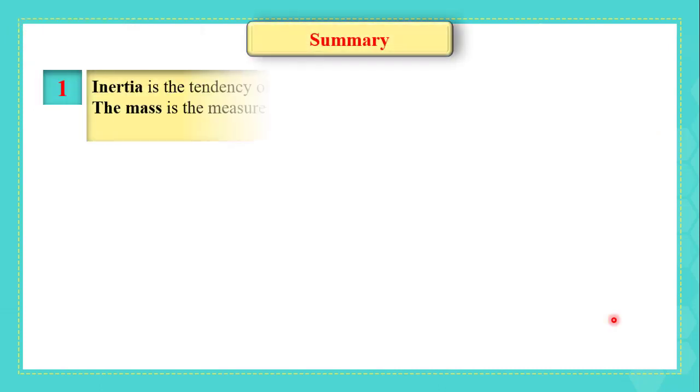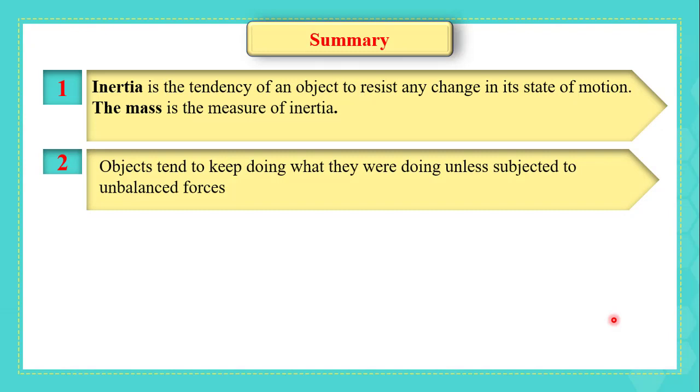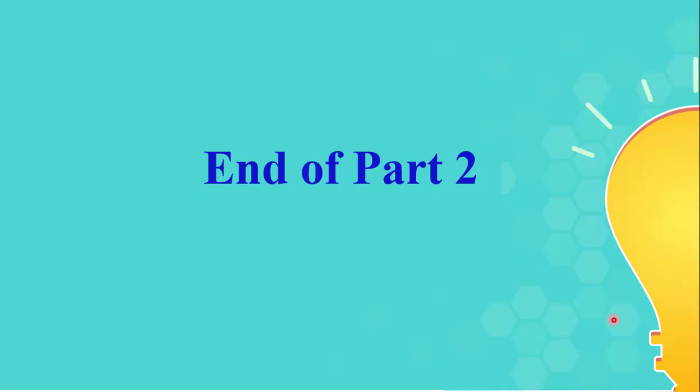As a summary, inertia is the tendency of an object to resist any change in its state of motion, and the mass is the measure of inertia. Objects tend to keep doing what they were doing unless subjected to unbalanced forces. And Newton's first law states that when an object is subjected to several forces of zero resultant, in other words, balanced forces, it remains at rest if it was initially at rest, or in uniform rectilinear motion if it was initially in motion. This is the end of part 2.